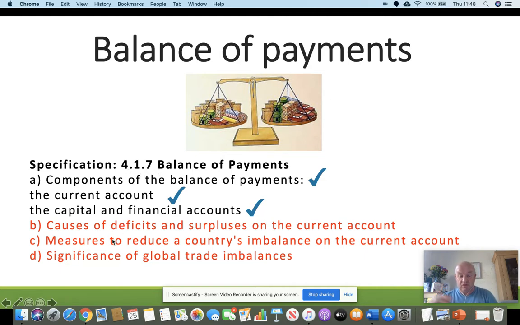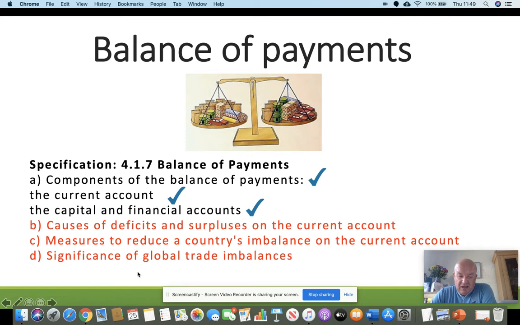The first one is the cause of deficits and surpluses on the current account, what causes them. Then we're also going to need to look at measures that might reduce a country's imbalance on the current account, and also what the significance of global trade balances are.